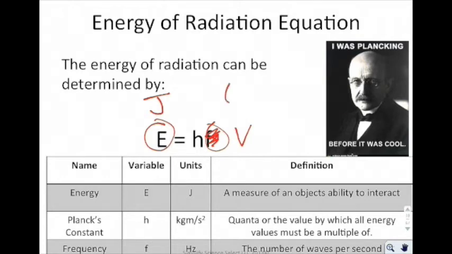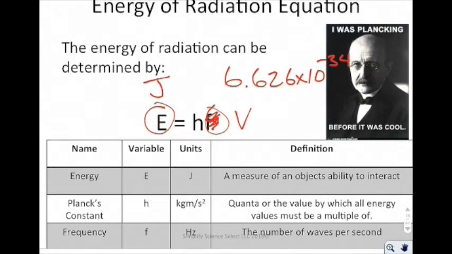Okay, and it is 6.626 times 10 to the minus 34th. That is the value of Planck's constant. It is a constant, like the name implies, so it doesn't change values no matter what. And then finally you have the frequency, and frequency we've talked about is the number of cycles per second.